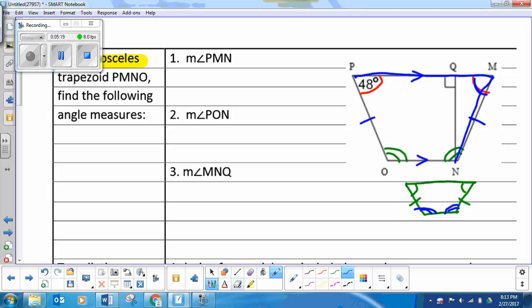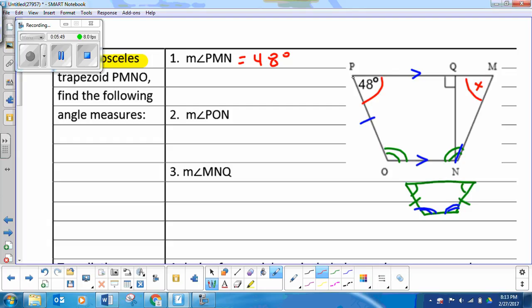Fortunately, we have already made some markings for ourselves just to make our life a little better. Let me get rid of some of that trash now, and let's remark these as well. So again, this was a parallel mark, and I had a congruency mark here and here. So if I'm looking for this angle, and I know these two are congruent based on our properties of isosceles trapezoid, this is nothing more than 48 degrees. Okay, then I'm moving on to angle PON.